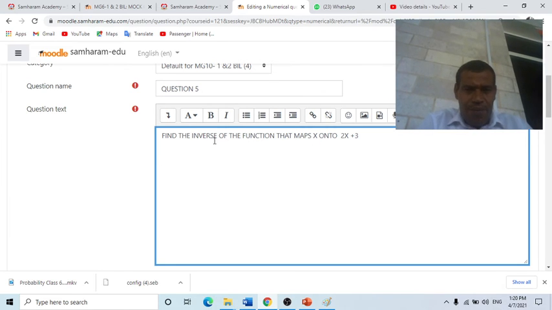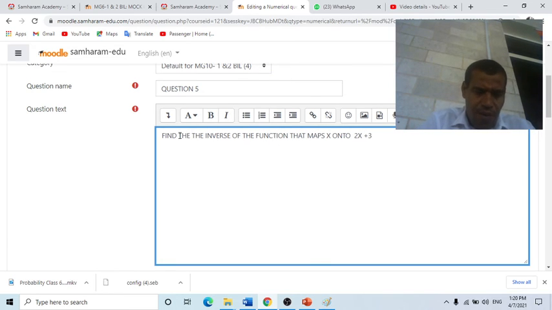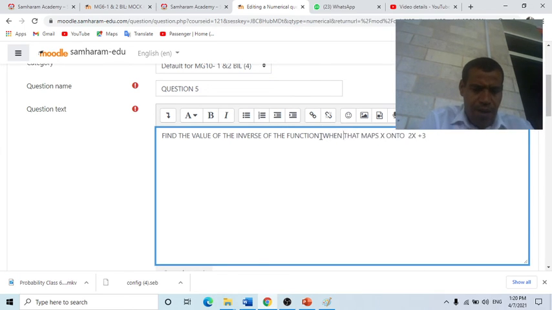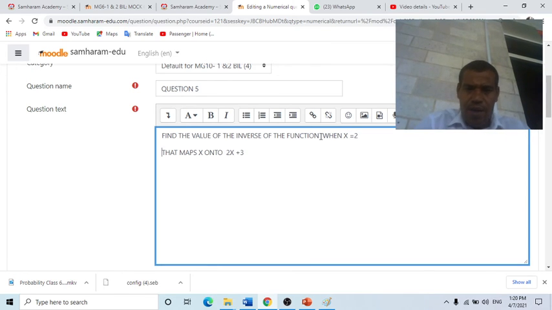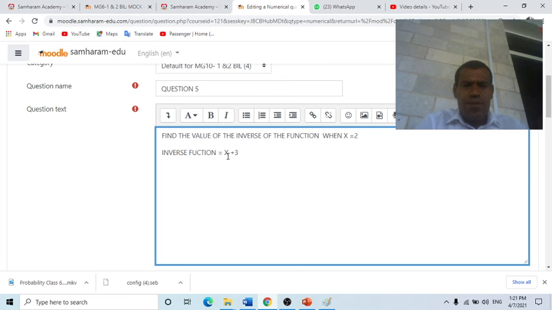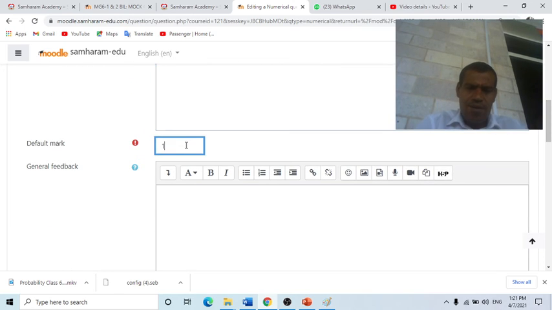Now I will make here: find the inverse of the function, find the value of the inverse of the function when x equal, for example, 2. Clear? And the inverse function is equal to, for example, x plus 3. Clear? So the inverse function x plus 3, if we suppose this is the inverse, so it will be 5. So the answer 2 marks, and the last part 2 marks.